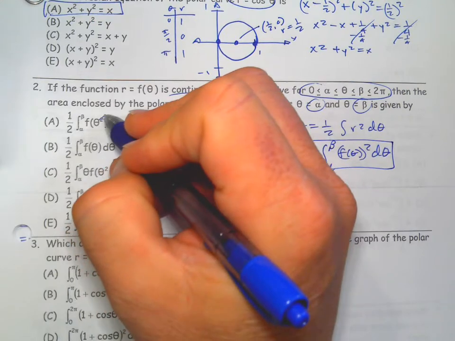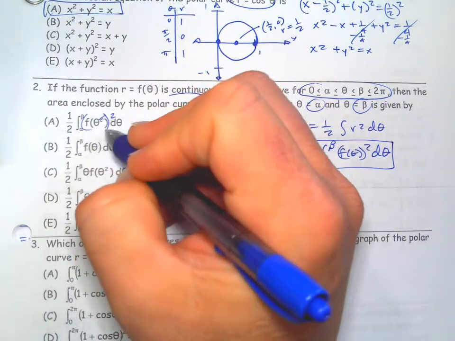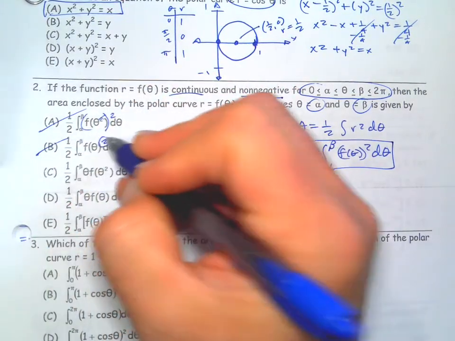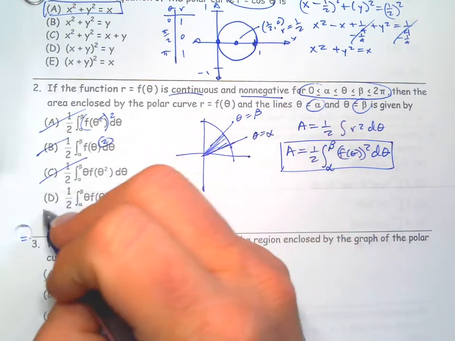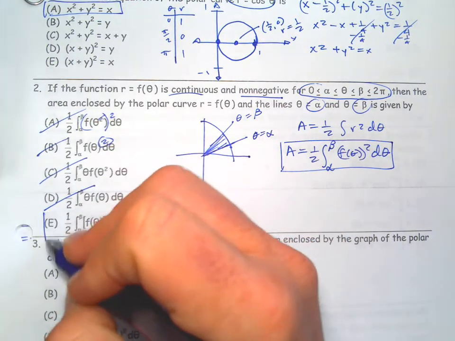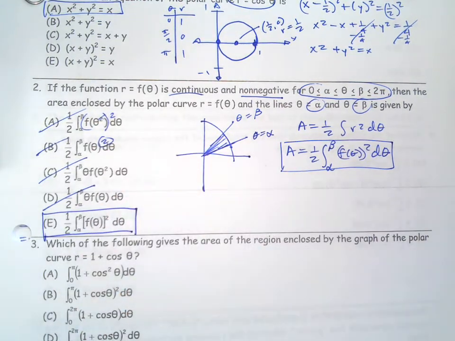So this one has a squared in the wrong spot. This one doesn't have the squared. This one looks weird. This one looks weird. This one has a squared and it has 1/2 out front, so it's got to be E.